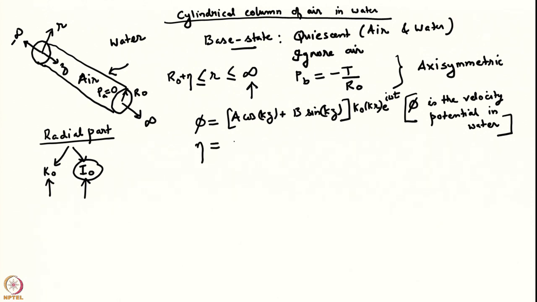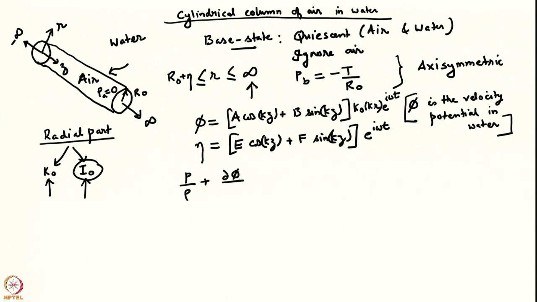Similarly, eta would be e cos kz plus f sin kz, into e to the power i omega t. Like before, eta is only a function of z and t. By definition, eta does not depend on r. And these are my normal mode approximations. And so, like earlier, we will write the Bernoulli equation, the total pressure plus the total velocity potential term. In this case, the total velocity potential is just the perturbation velocity potential because there is quiescent fluid in the base state. And this is equal to the Bernoulli constant. The Bernoulli constant is once again found by applying the same equation in the base state, and in the base state it is just P_b by rho.